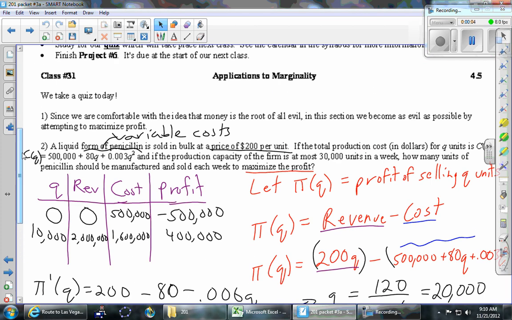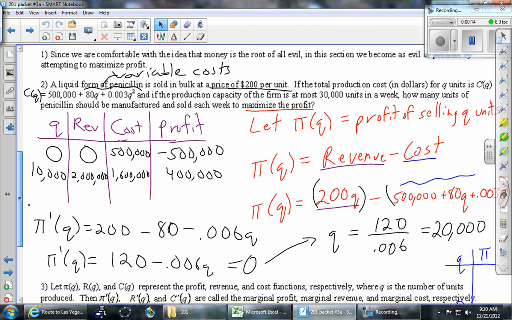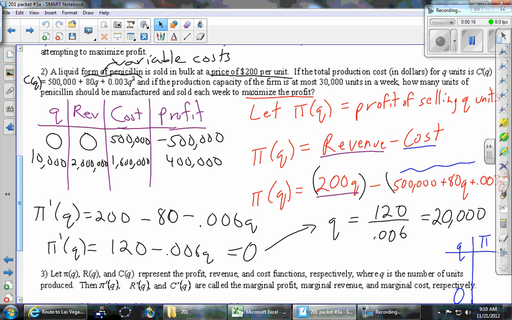All right, so again, we're on page 27, and we're going to talk about applications to marginality, which is just the fancy phrase for business type applications. And let's just refresh our memory for what we did at the end of last class.